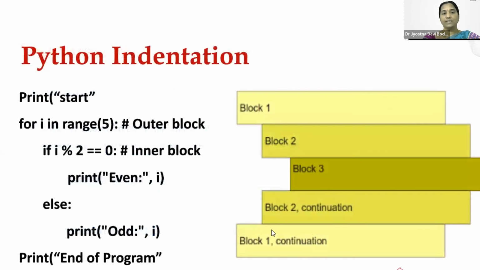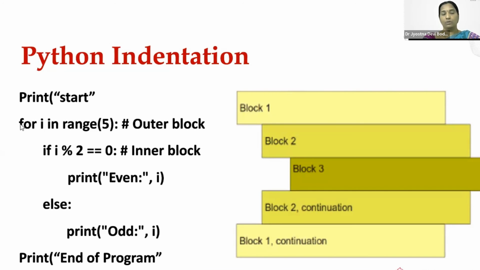Now consider an example. Here I have provided a code snippet which indicates the indentation. Here you can see there is a print statement. It started here. Then the second statement is in the same block itself. That is how they start in the same column. So this is all part of block 1, let's assume.